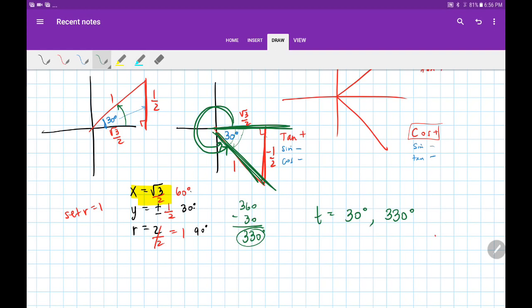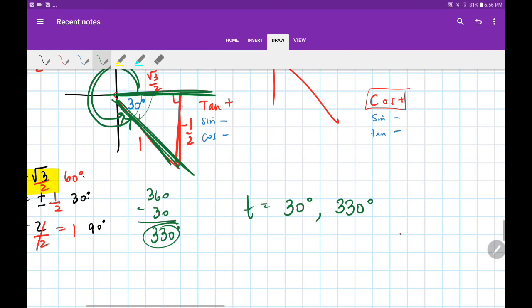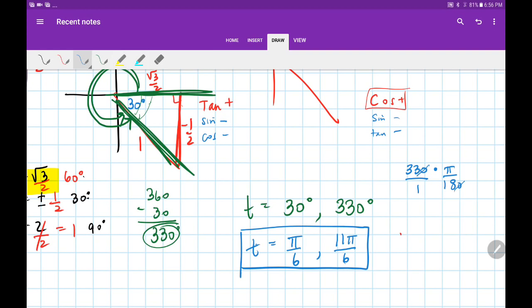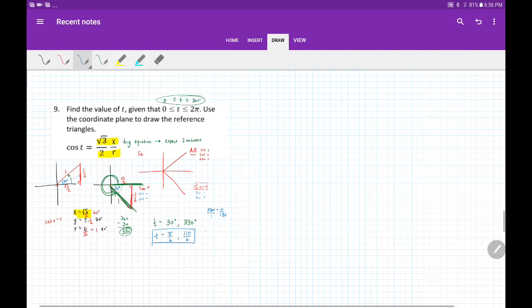So, final step, we need to put these back into radians. So 30 degrees in radians is equivalent to pi over 6. And then 330 degrees in radians is equivalent to 11 pi over 6. You can use your unit circle, or you can do these conversions by doing pi divided by 180 and then canceling from there. Boom, boom, and so on. So those are our two answers for number 9.